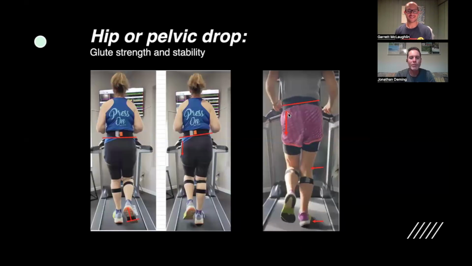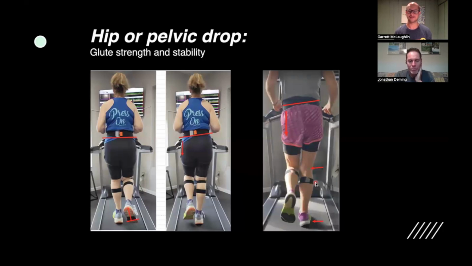Let's take a look at this picture here. This is the visual look, and you can see this from behind with your typical running evaluation. Somebody watches you run on a treadmill and you video record it. You can see the hip drop a lot of times visually. Sometimes you can't. Sometimes it's subtle.